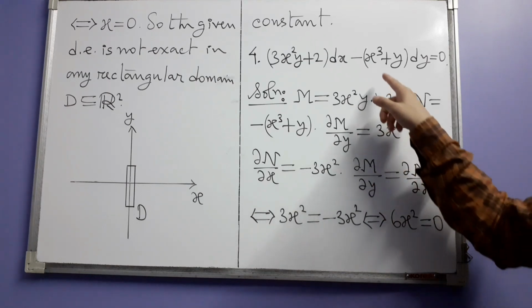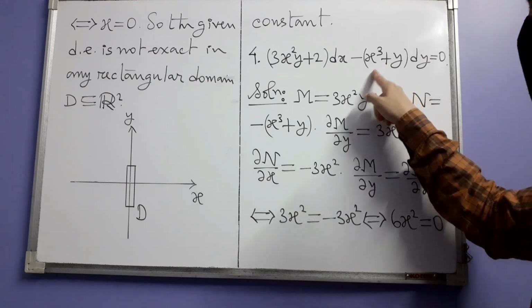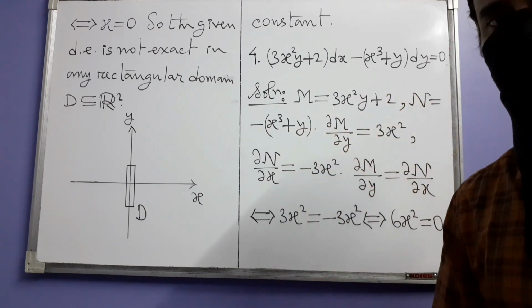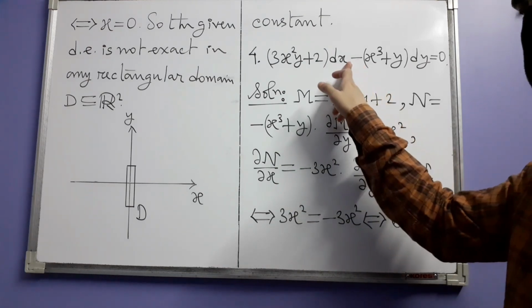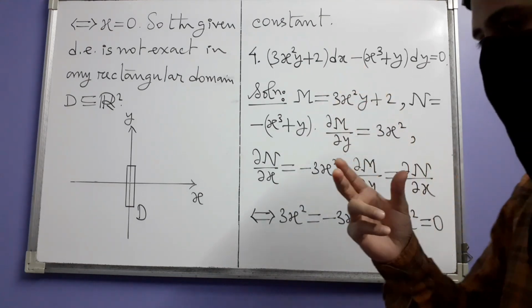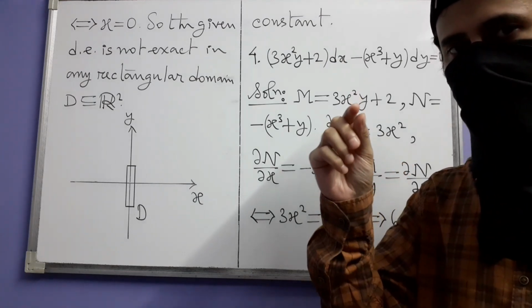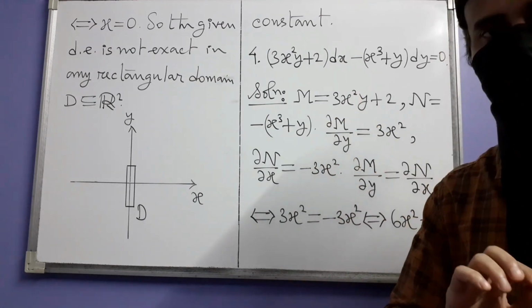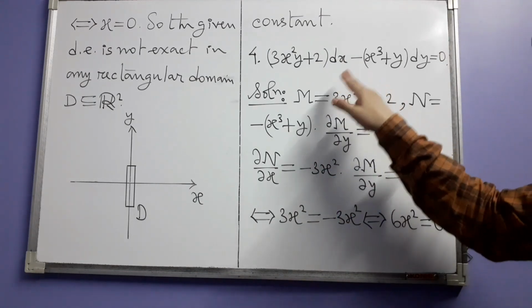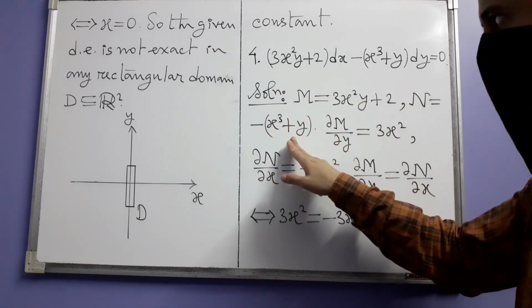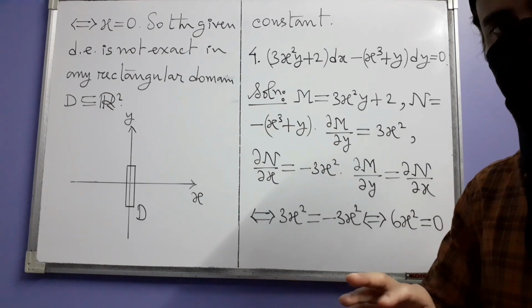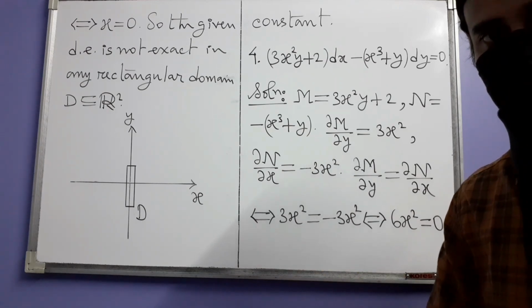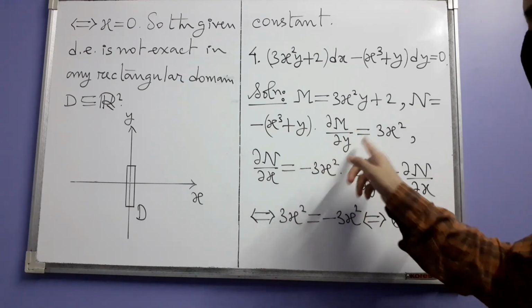And let me give you a warning here. Do not write x cubed plus y. It's very easy to ignore this minus. Remember that the original equation is in the form M dx plus N dy. So you have to include this minus here, because this minus plays a role in making this equation non-exact. It is not exact. So let's see how.